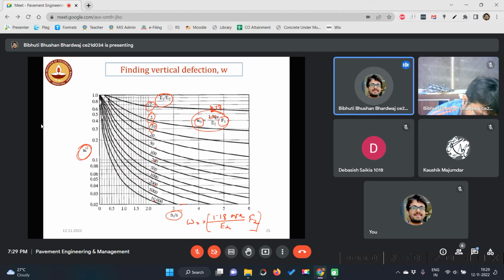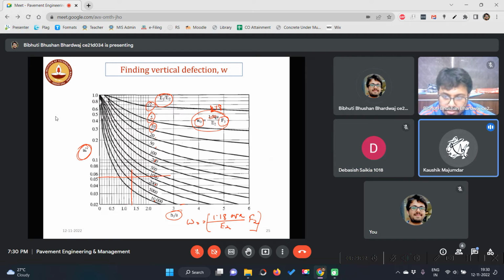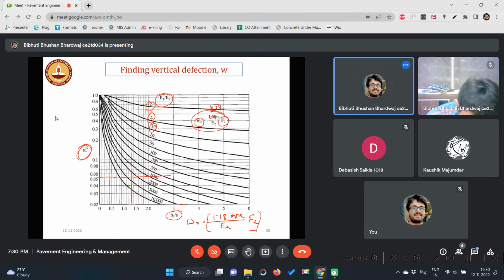0.054. So if it is somewhere here, then it will go like this. H1 by A is how much? 1.33, sir. So it will be somewhere here. So which curve? Sir, between 3500, sir. 0.05. Are you sure? They are getting F2 as 0.511. And check your.